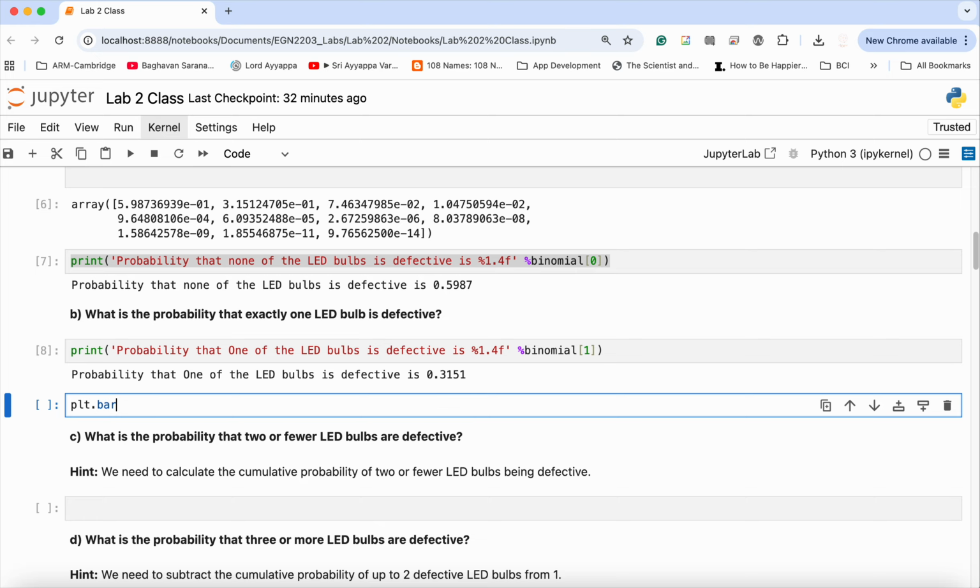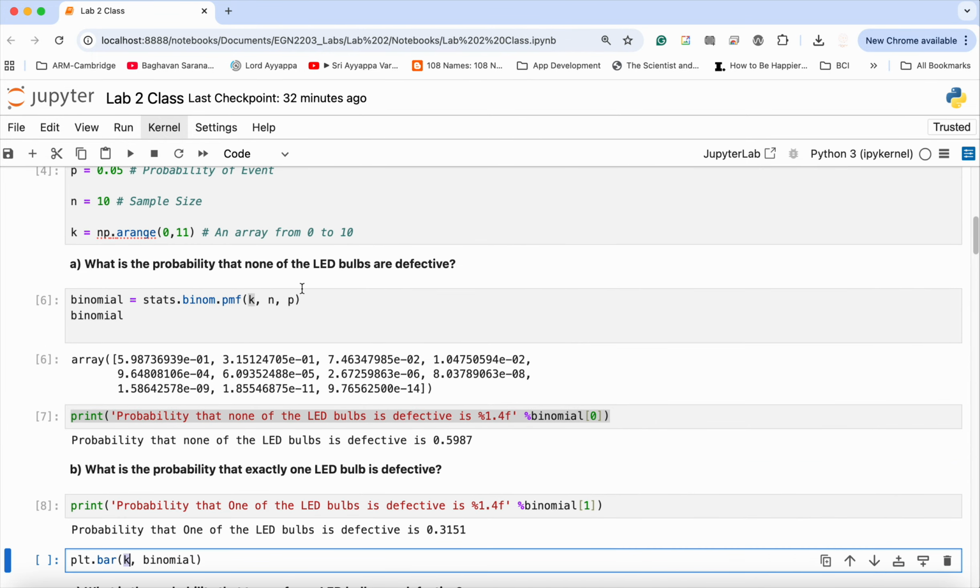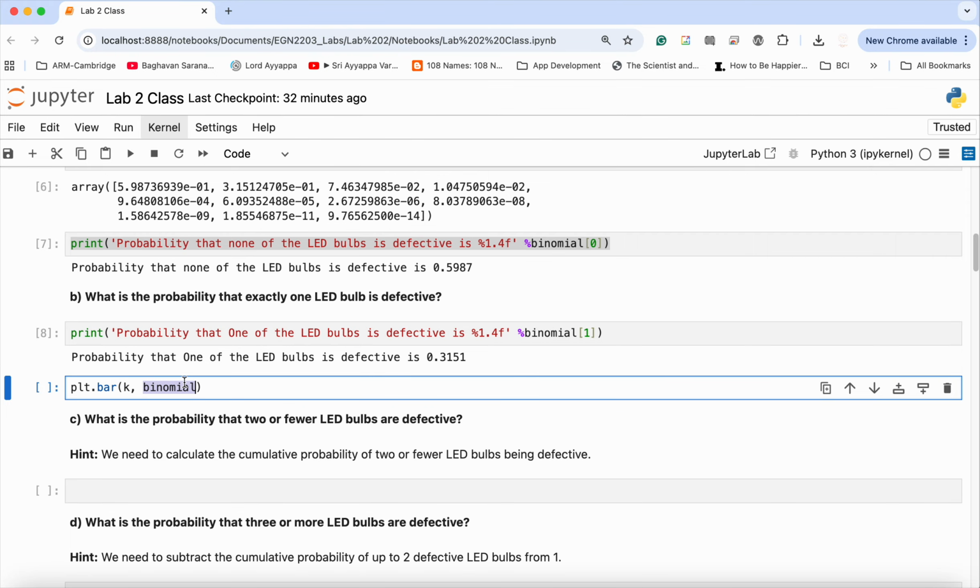All right, so I'm going to do the plot of k with binomial. Again, what am I doing? I'm plotting k as the x-axis, binomial as the y-axis. And what is k? k are all the different values from 0 to 10, and binomial is the probability associated with each k.